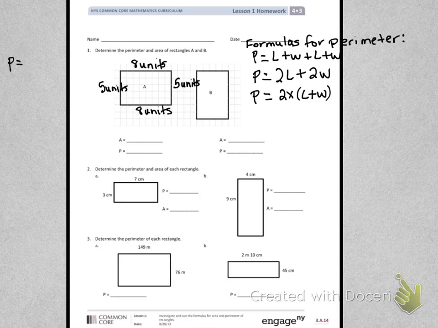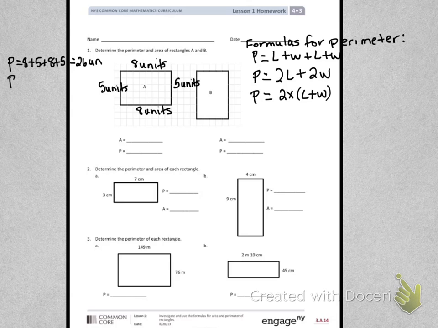The perimeter would be length plus width plus length plus width. That will look like 8 units plus 5 units plus 8 units plus 5 units, and altogether that's going to make 26 units. Always making sure to keep our units on there.